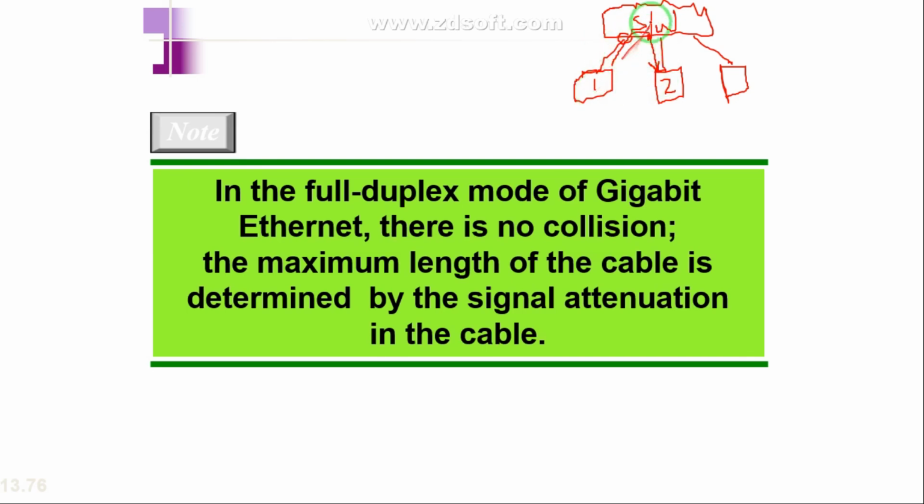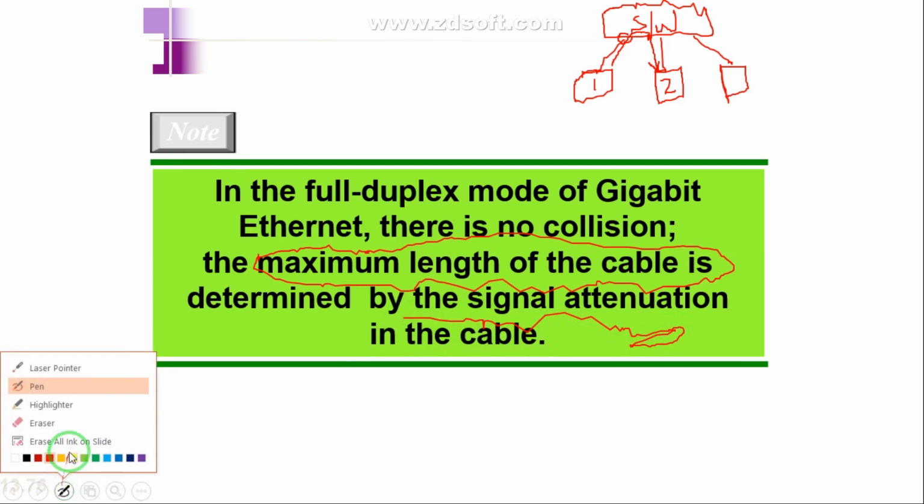Hence, each station is connected to the switch, so there is no chance of collision, so CSMA/CD is not used over here. And since there is a lack of collision, it means the maximum length of this cable is not determined by the collision detection process, but by the signal attenuation in the cable, because it is using full duplex for star topology.